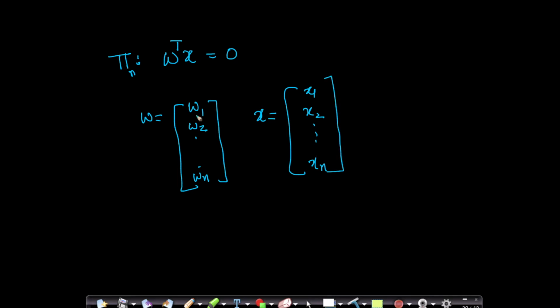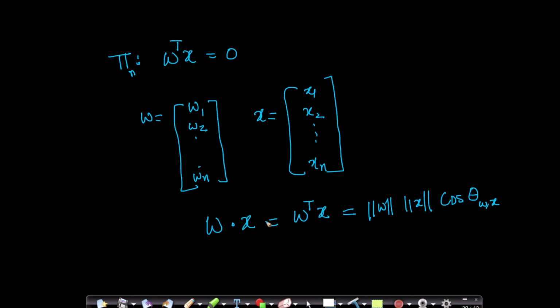Now, if this is the equation of a plane, let's try to interpret it slightly differently. Forget about the fact that this is an equation of a plane, just for a second. Let's assume W and X are two vectors. We know that W dot X is nothing but W transpose X, and W dot X can also be written as the length of W, the length of X, and cos theta, where theta is the angle between W and X. So here, instead of looking at W and X as part of an equation, I'm just looking at W and X as two vectors.